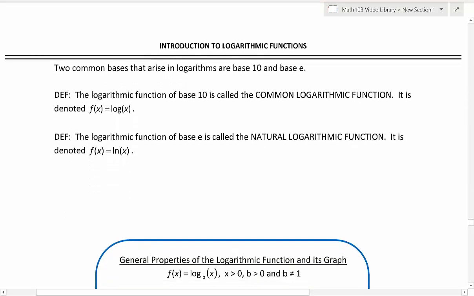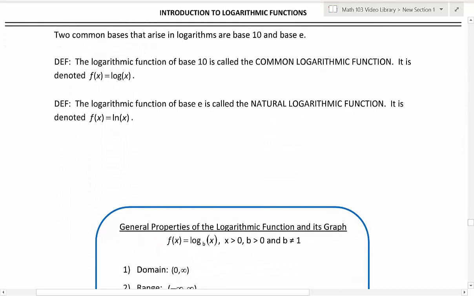So there's 2 common bases that arise in logarithms. They're base 10 and base e. The logarithmic function of base 10 is called the common logarithmic function, and it's denoted f of x equals log of x. You'll notice that there's no base number. Since it is the common log, the one that is used most commonly, we don't write the log base. Kind of like with square roots, since it's the most common root, we don't write the index of 2. So with common log, they don't write the base of 10.